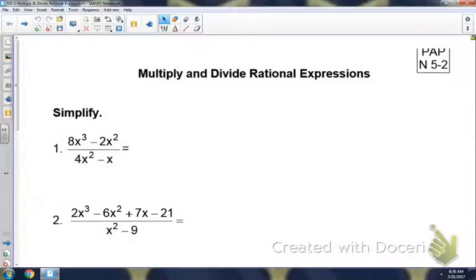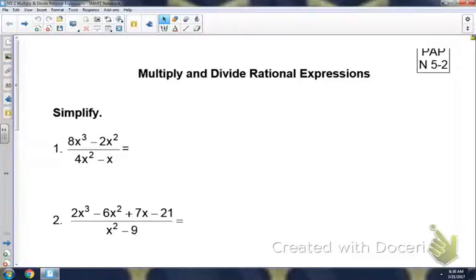Okay, on notes 5-2, we're going to be multiplying and dividing rational expressions. Rational means a fraction, so we're going to be dealing with fractions. And in order to simplify these, what we're going to be doing is using our factoring skills to factor the tops, factor the bottoms, and then see if we can simplify from there. Okay, so that's what you're going to do on each problem. So you're going to look at the top, look at the bottom, and see if you can factor.